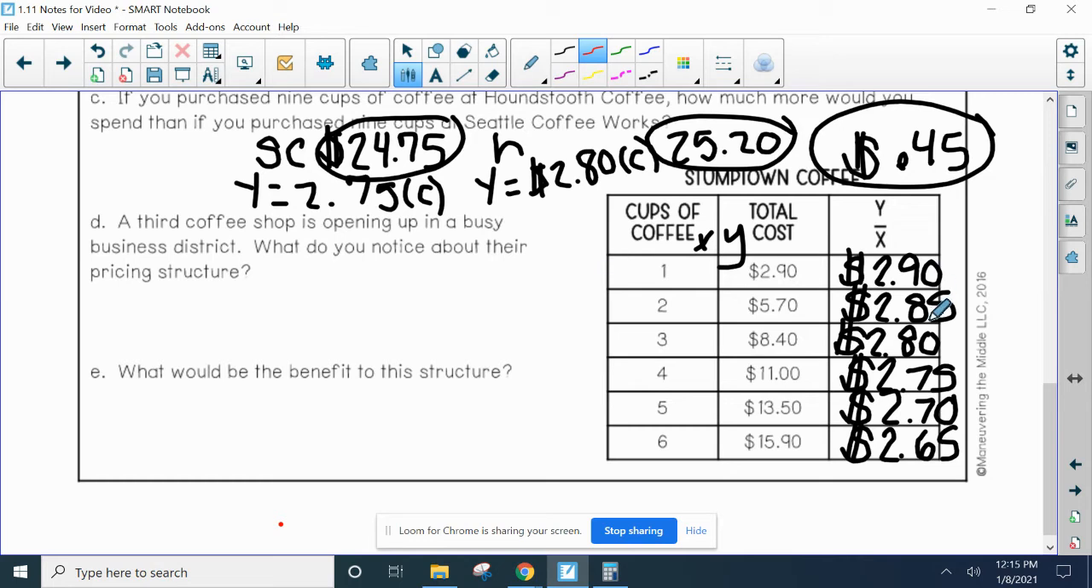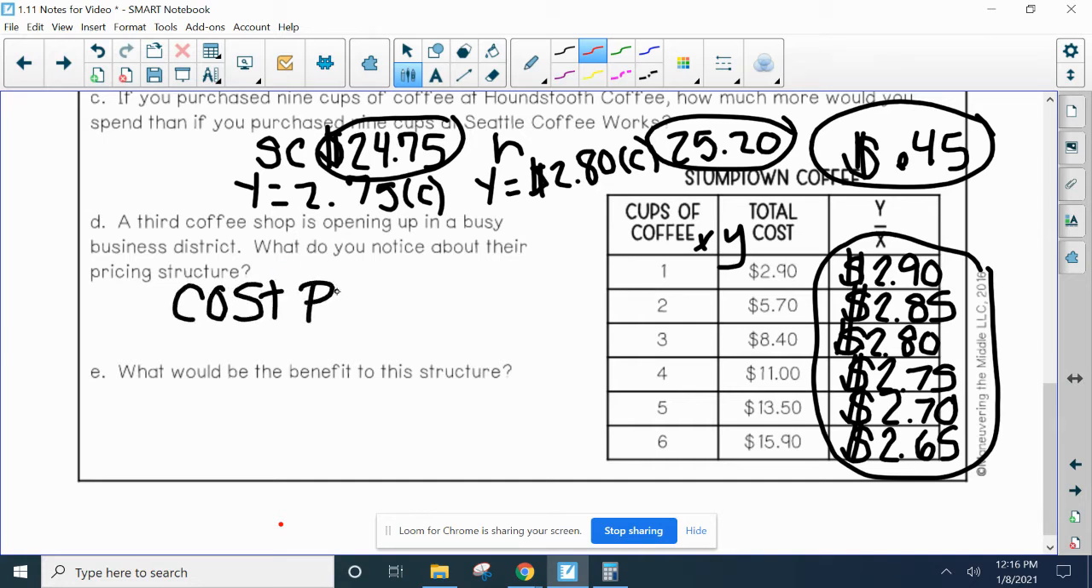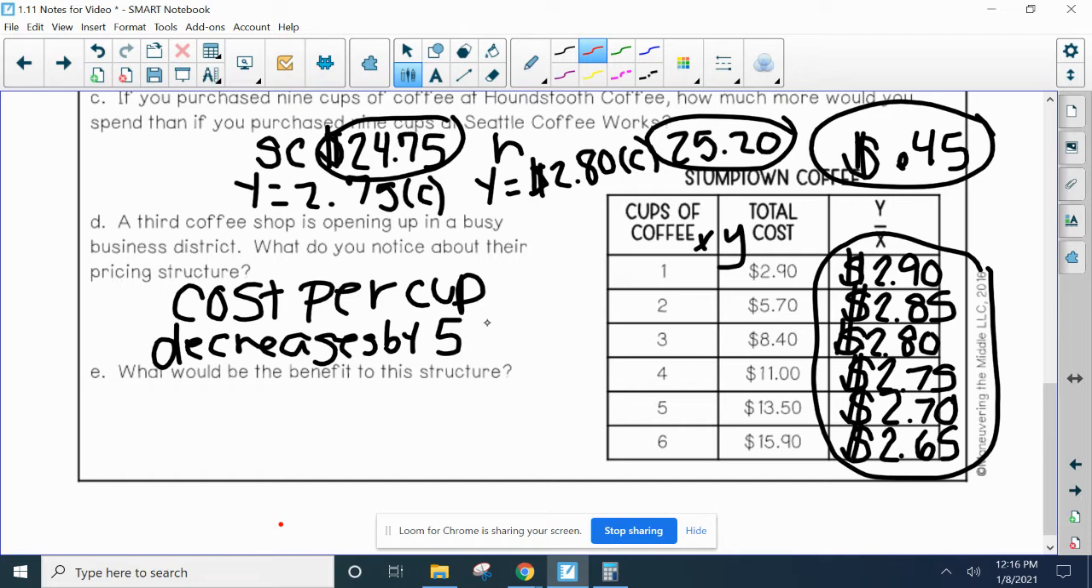All right, so by now you've thought about this. It says a third coffee shop is opening up in a busy district. What do you notice about their pricing structure? Does our constant of proportionality stay the same? No. We notice the cost per cup decreases. It does, doesn't it? It gets smaller by 5 cents each time you buy an extra cup.